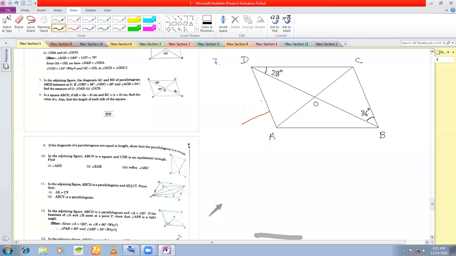AOD is 64. According to the figure, this is 64. The question is, find the measure of angle OAD. Let's see which one we have to find. We have to find this, OAD. The first angle that we have to find is this one. Let's see how to find out this angle.